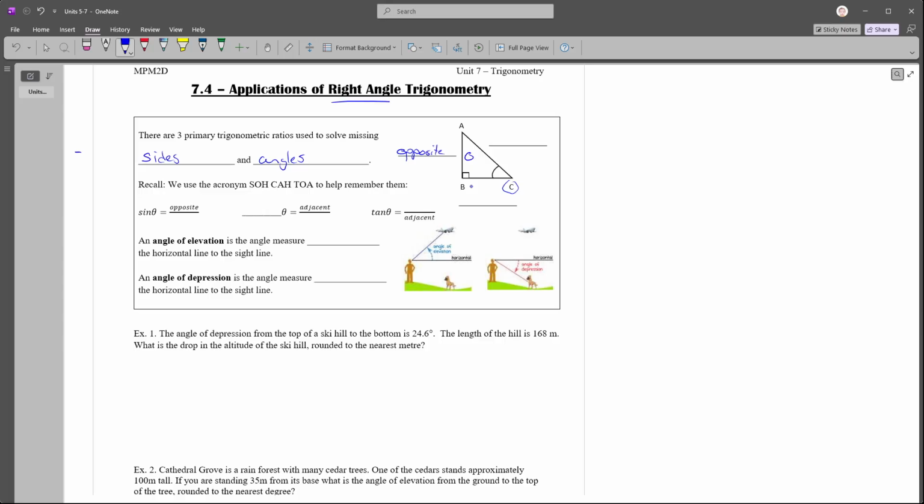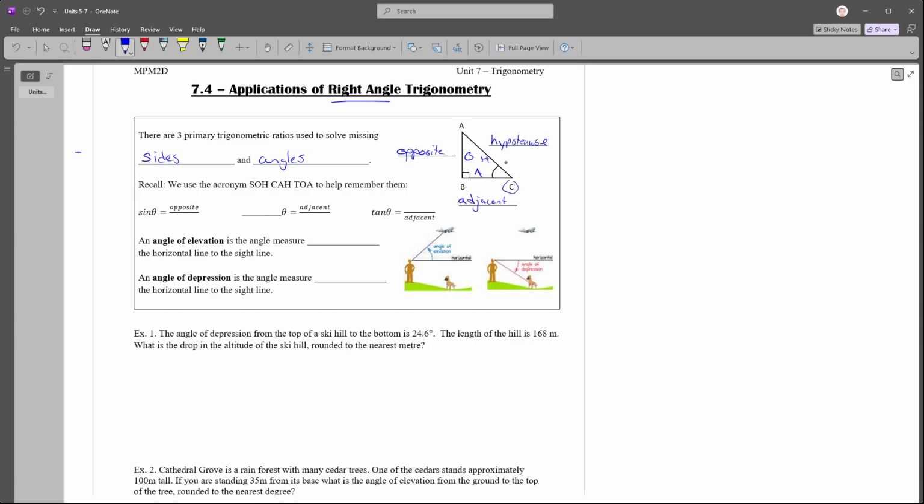Our adjacent is the side directly beside the angle C, so it's actually touching. But some of you might be like, wait, this side over here is also touching. Well, that side is always our hypotenuse, and we know it's always our hypotenuse because it's always the side opposite the 90-degree angle. Okay, so we've labeled our entire triangle.